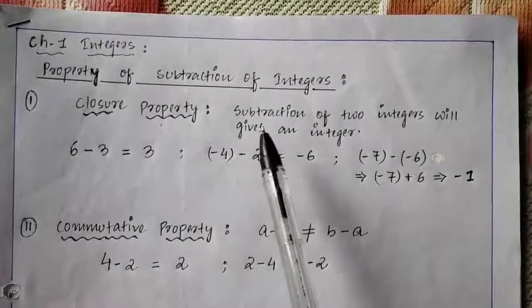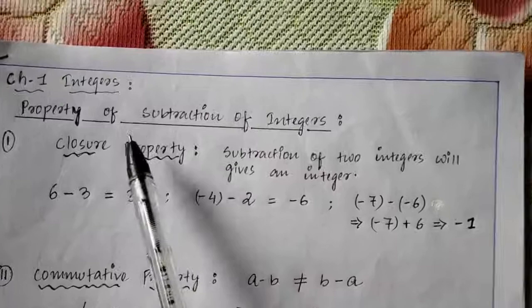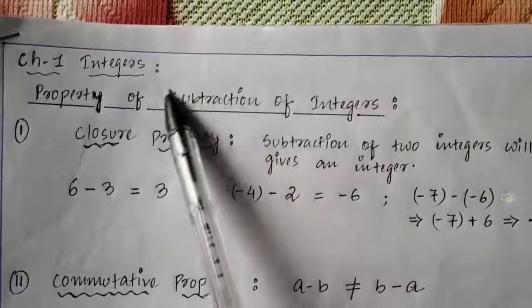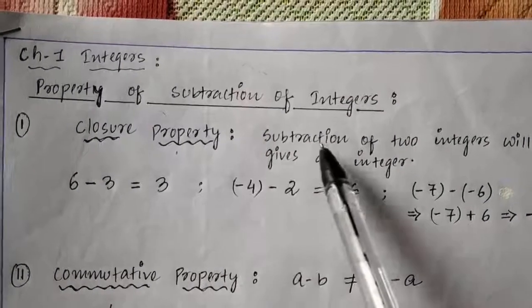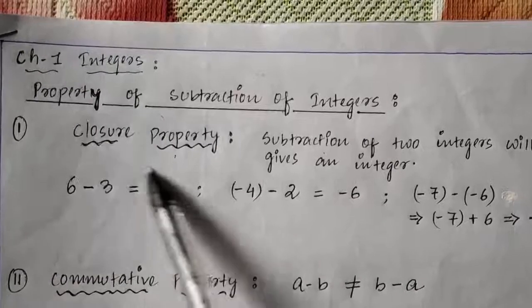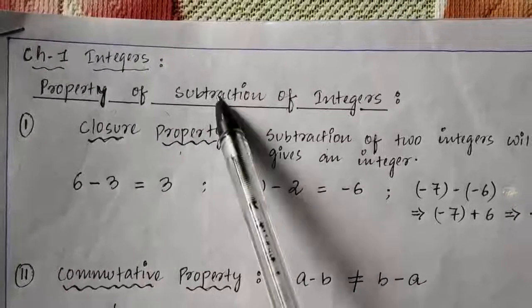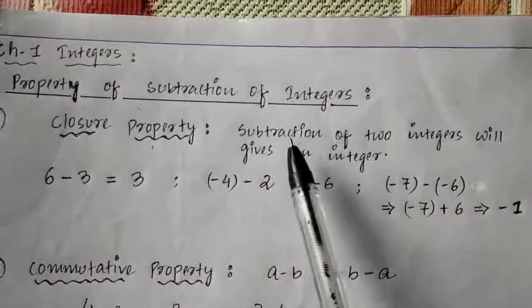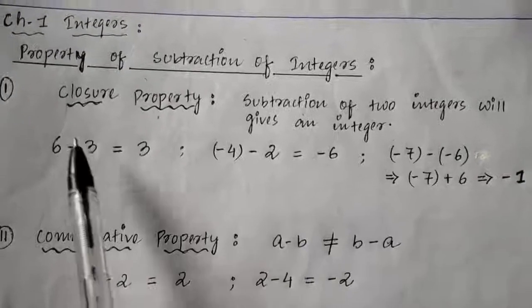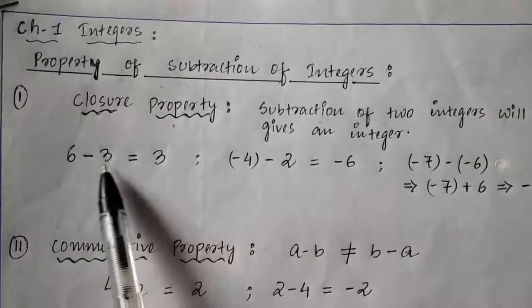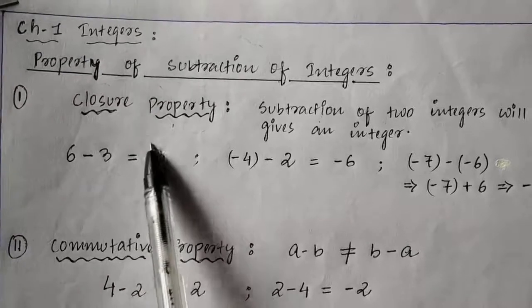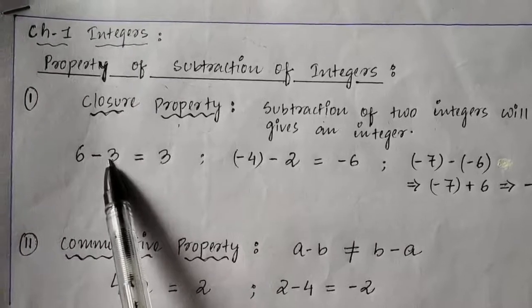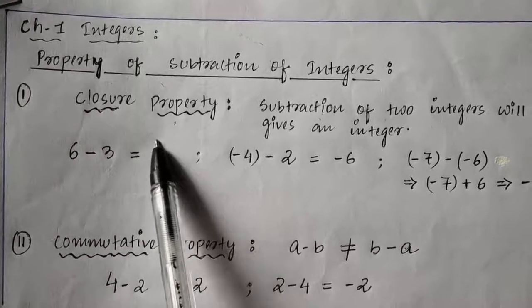In the closure property, as it says, we have to take integers and perform the given operation, that is subtraction. If the answer is also an integer, then we can say our closure property holds true for that particular operation. So subtraction of two integers will always give an integer. Whenever we subtract two integers, that is 6 minus 3, we get 3. 6 is an integer, 3 is an integer, we perform the subtraction, and we get 3, which is also an integer.